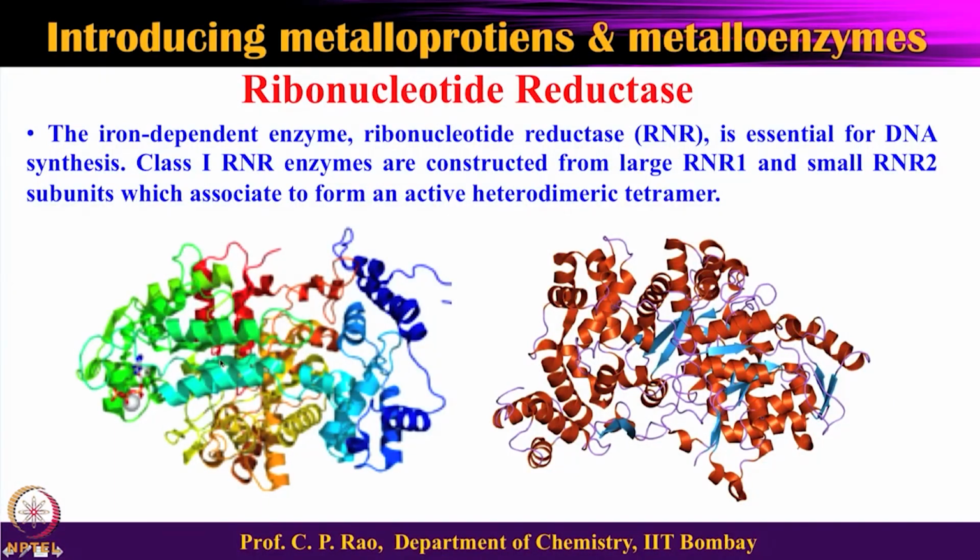It has a dimeric structure, and each part has a unit. Ribonucleotide reductase, in short form, we refer to as RNR, so do not get confused with anything else. In this case you have a situation with RNR1 and RNR2 subunits, and this heterodimeric unit is present twice. So, it is a heterodimeric tetramer that you have.